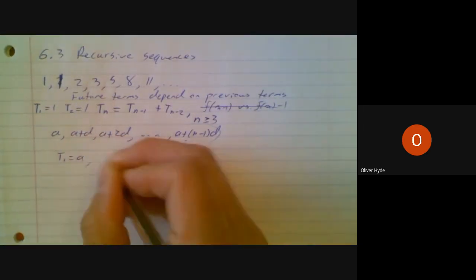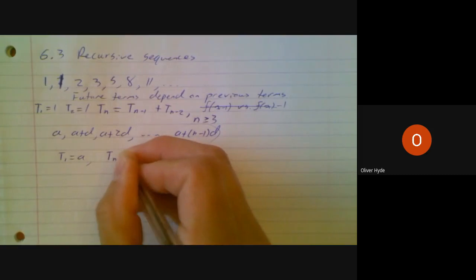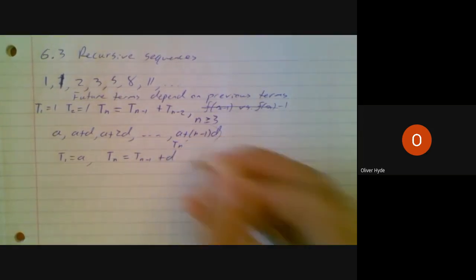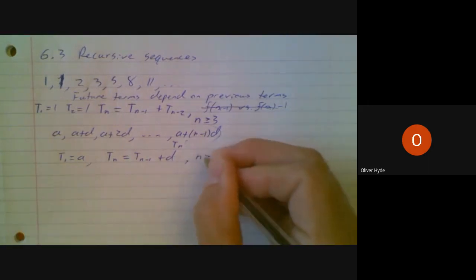But I can define this sequence recursively. Our first term is a, because we say so. And then any future term is going to be the previous term plus that common difference. And that definition works for n greater than or equal to 2.